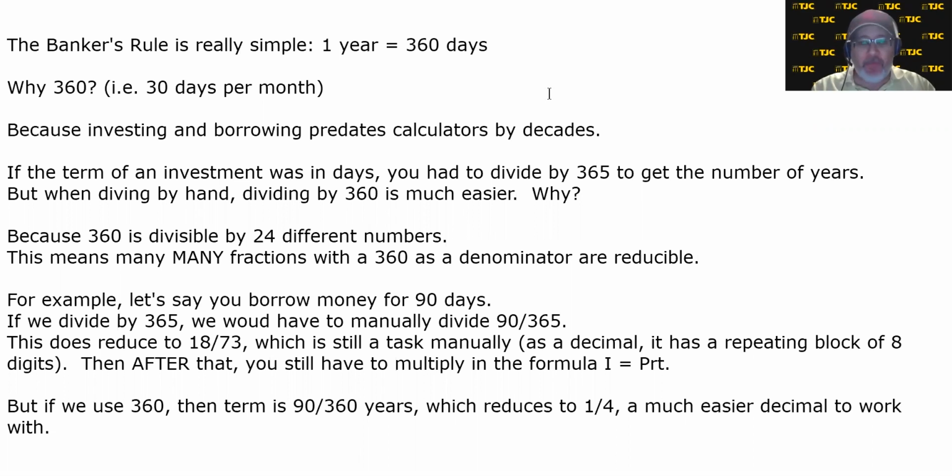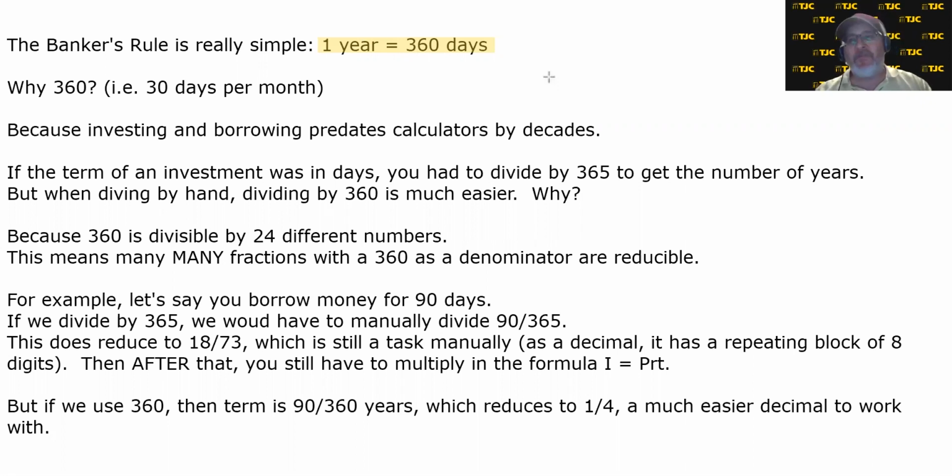The Banker's Rule is really simple. It says 1 year is equal to 360 days. I know 1 year is equal to 365 days unless it's a leap year, in which case it is 366 days. So what's up with this 360?